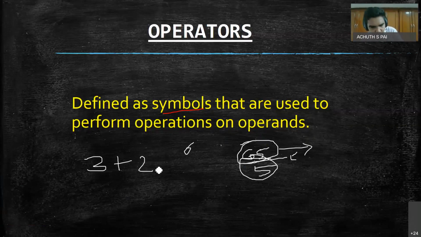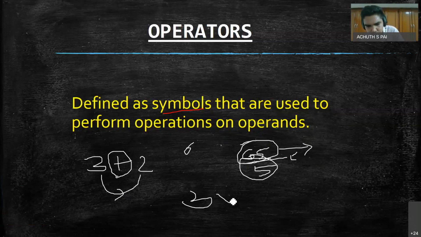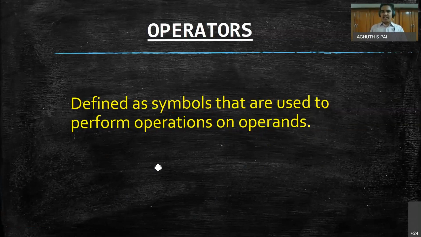See here, 3 plus 2. This plus is the operator. It is used to perform the operation. 3 and 2 are the numbers on which the operation is performed. So 3 and 2 are called the operands. And similarly, in 3 into 2, the into sign is the operator, and 3 and 2 are the operands. Now let's come back to the definition. They are defined as symbols that are used to perform operations on operands.